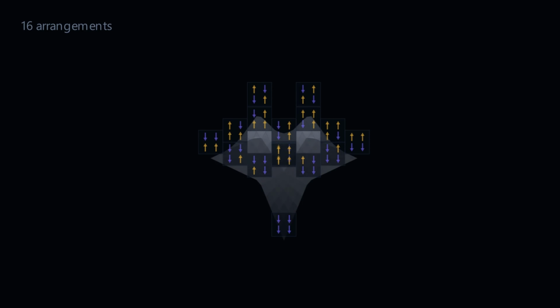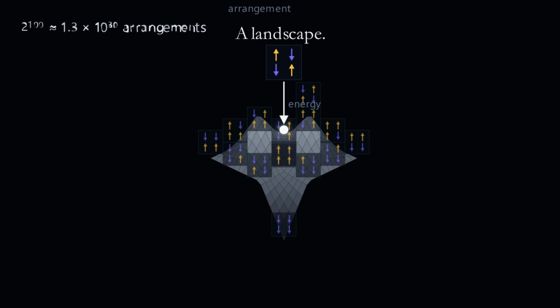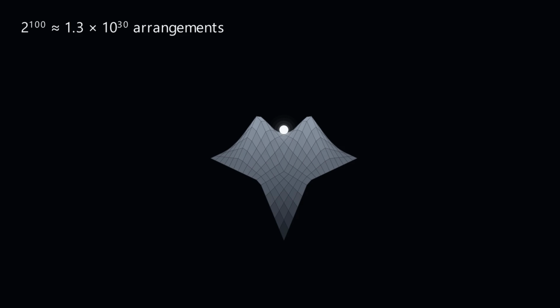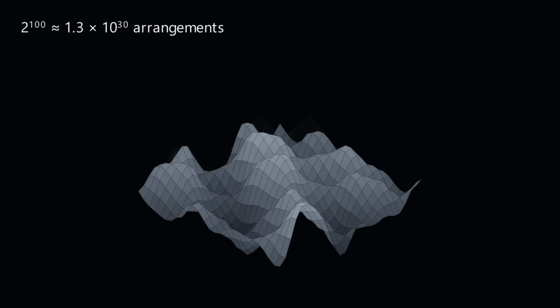And every one of them has an energy, which means every one of them has a height. Line them up by height, and something appears that isn't in the physics at all. A landscape. So the marble's position is the grid's arrangement. Its altitude is the energy of that arrangement. 2 things welded together. 4 spins gave us 16 configurations. 100 spins give us 2 to the 100. More arrangements than there are atoms in the observable universe.